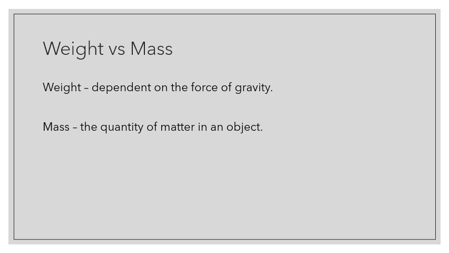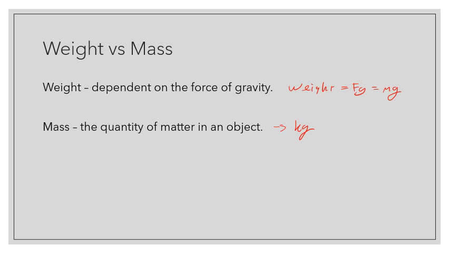One important difference that you should know is the difference between weight and mass. Weight is dependent on the force of gravity. Basically weight is equal to Fg, so that's equal to mg. Mass is the quantity of matter in an object. Its SI unit is kilograms.